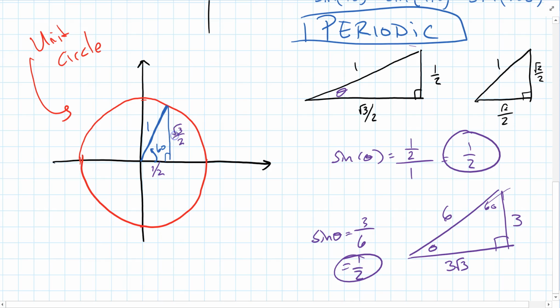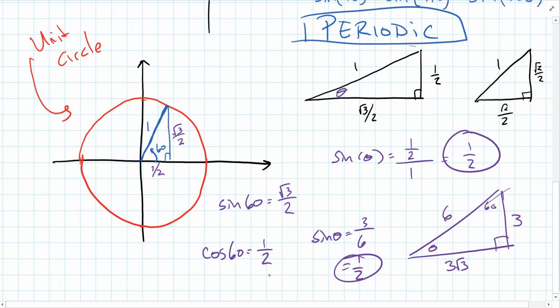Okay? And then from here I can say things like sine of theta, or sine of 60 degrees, is equal to opposite over hypotenuse, so root 3 over 2 divided by 1, which is root 3 over 2. I can say cosine of 60 equals adjacent over hypotenuse, 1/2, and so on.